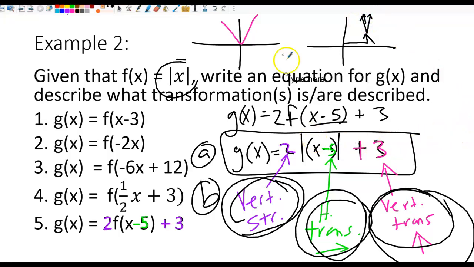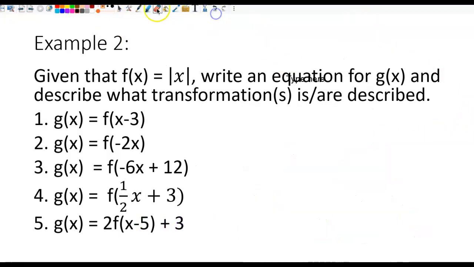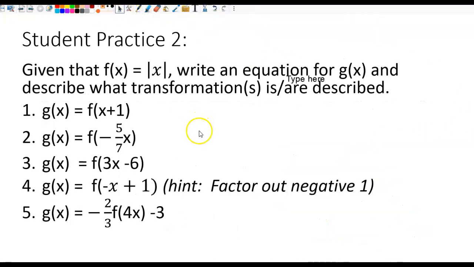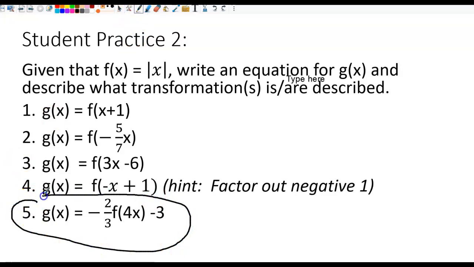Anyway, there it is. All right, so let's have you guys do one where you are going to combine both vertical and horizontal transformations. So go ahead and do number 5 down here on the student practice, and pause the video, and when you unpause it, you will see the solution.